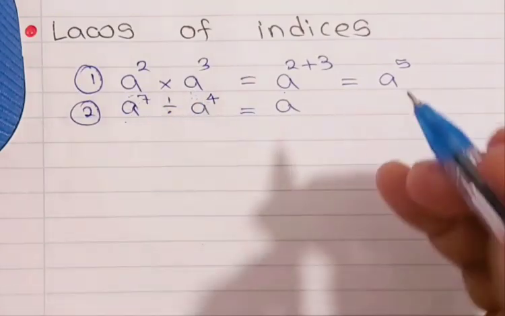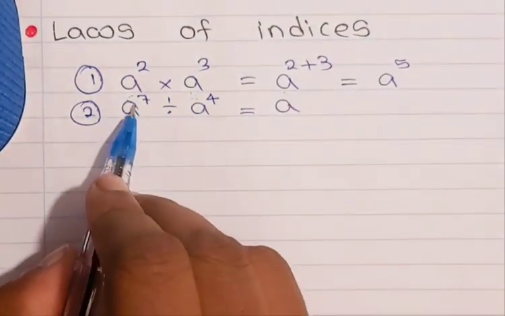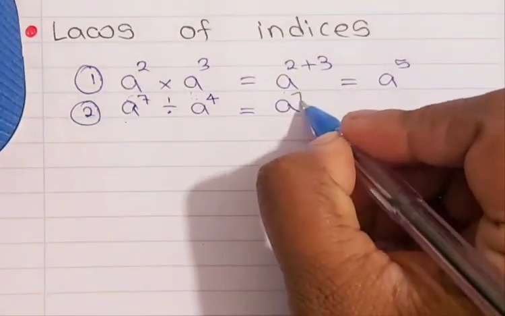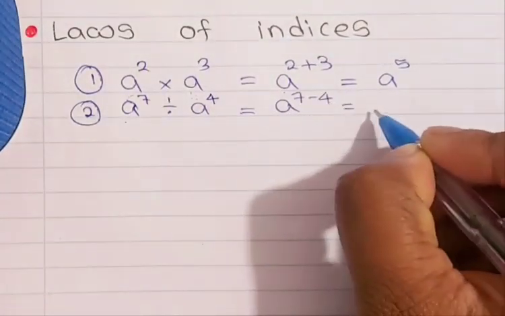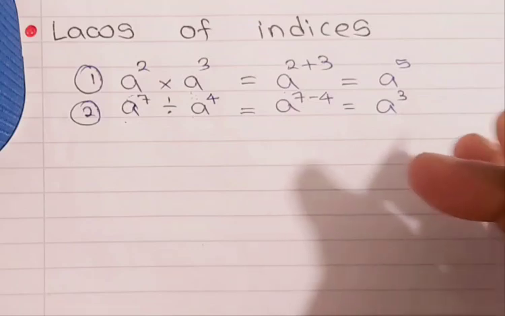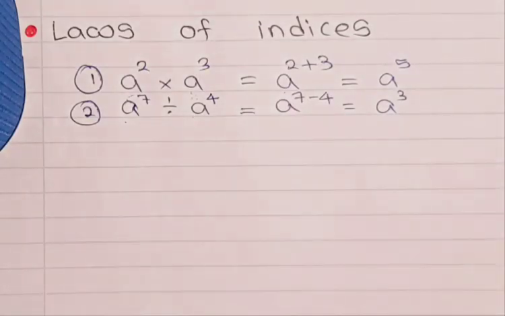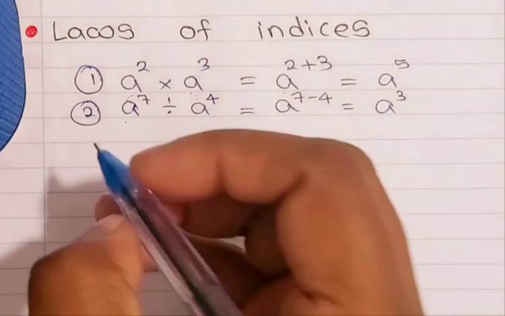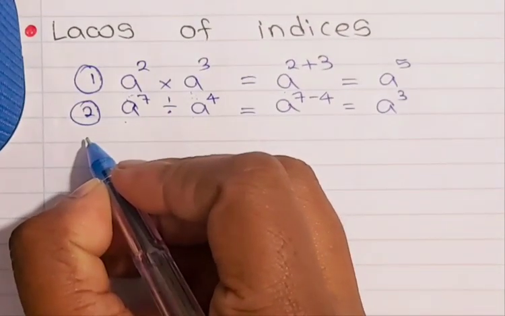So 7 minus 4 is coming here. First index minus second index. So 7 minus 4 is here. So the answer is coming like a to the power 3. Is it clear? Yes, you have to understand it clearly. If you have any doubts there, you can send me a message, right? Yes, so we can go for the third one, right?